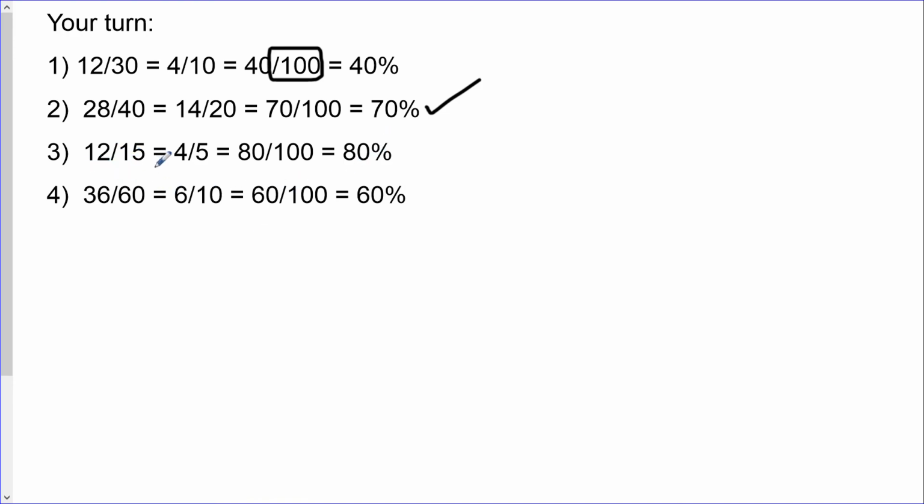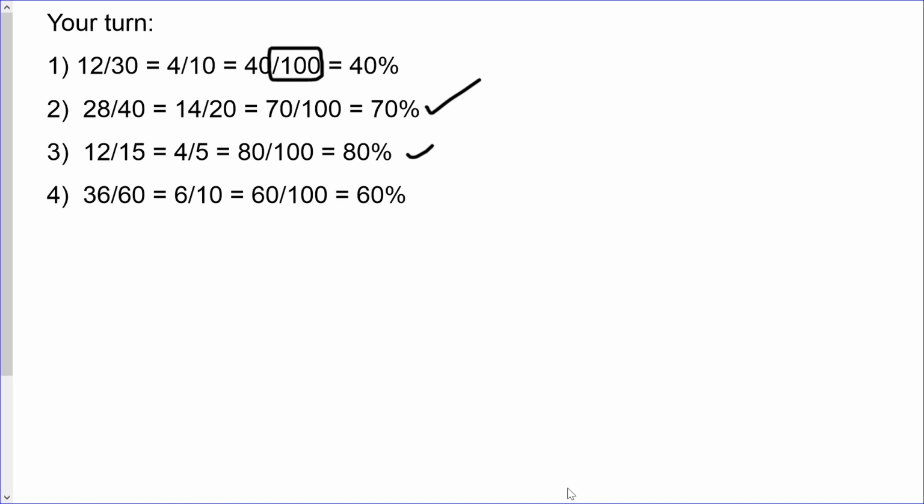Number 3, 12 15ths, we could have simplified to 4 fifths. We can see that we are multiplying both here by 20 to get to 80 out of 100, which is equal to 80%. And finally, number 4, 36 60ths, we can divide the numerator and the denominator by 6 to get to 6 tenths. We then can multiply the numerator and denominator by 10 to get to the denominator of 100, which remember is what we want when we are converting from a fraction to a percentage, and therefore 60 100ths is the same as 60%.